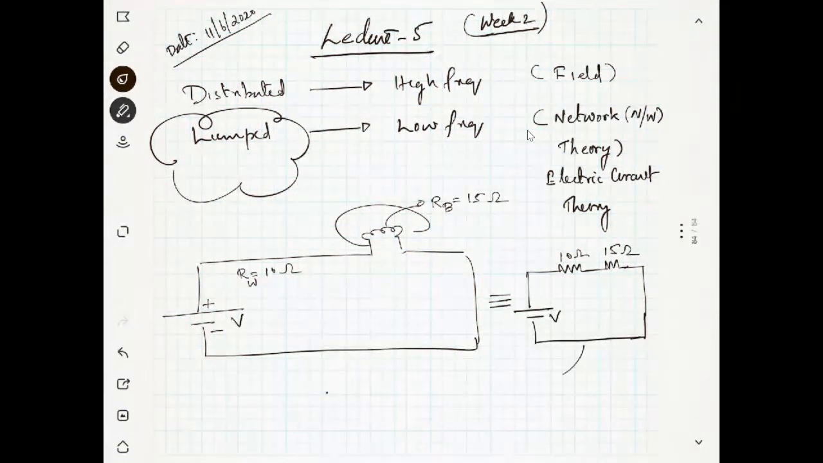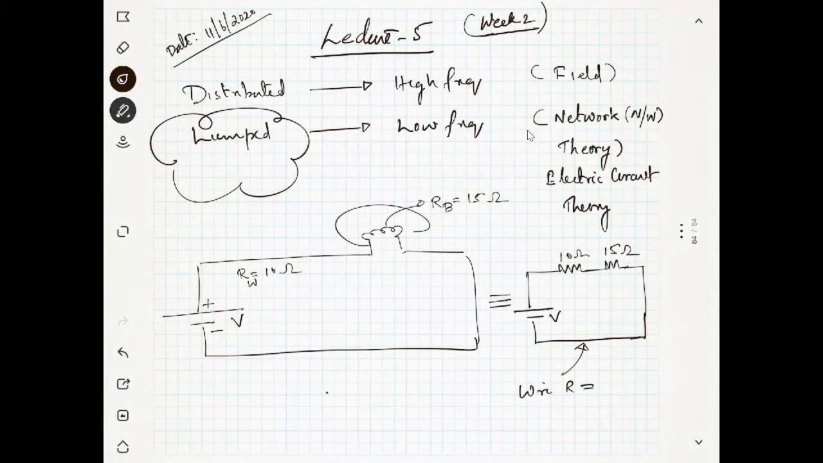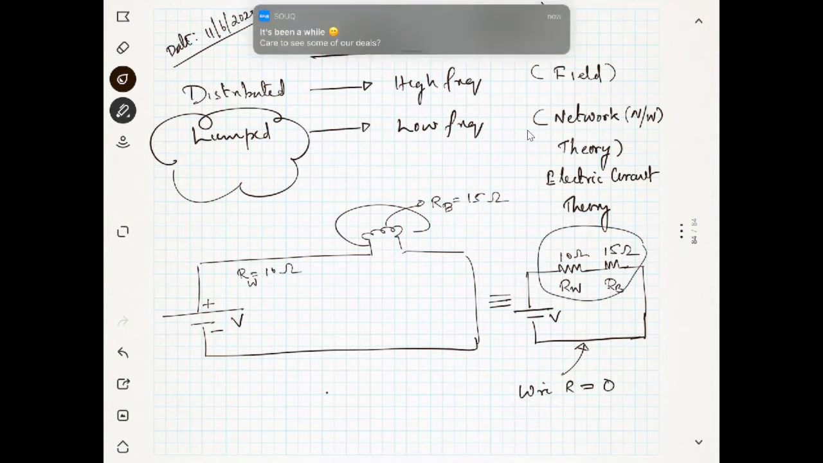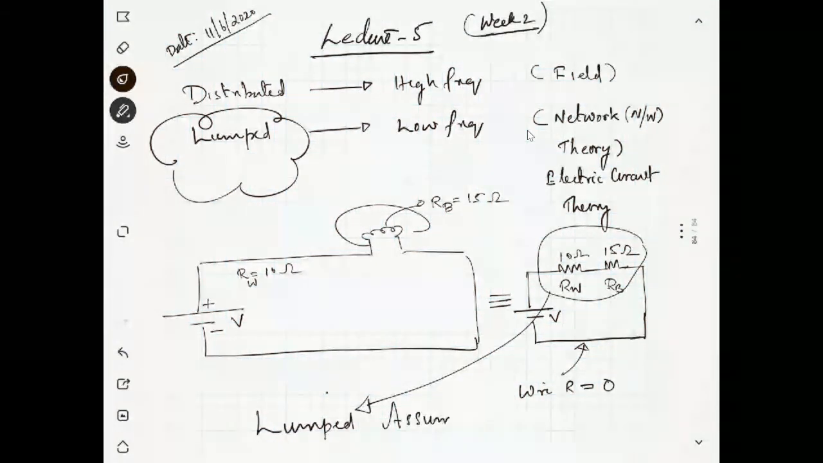So what is the resistance here for the wire? The connecting wires have resistance equal to 0, yes, we will assume it as 0, and we will model everything. All the wire resistance Rw is here and Rb is here. That means we are concentrating everything at some points. This modeling is known as the lumped assumption, or lumped modeling. We are assuming like this, but this is valid only for low frequency.